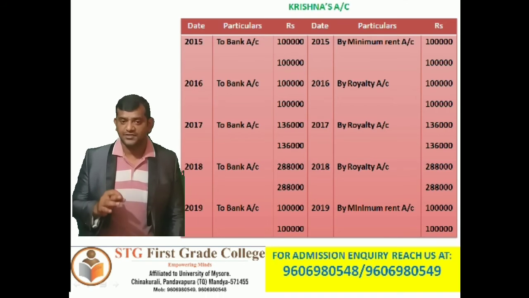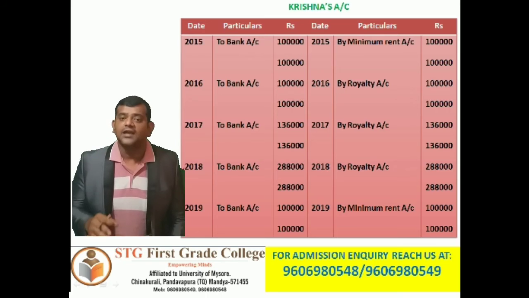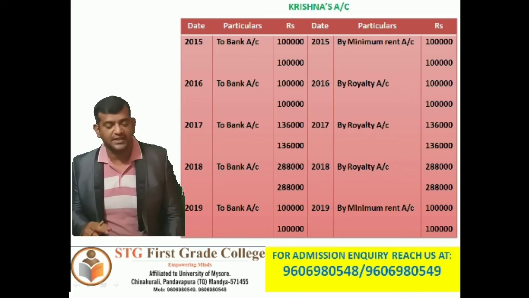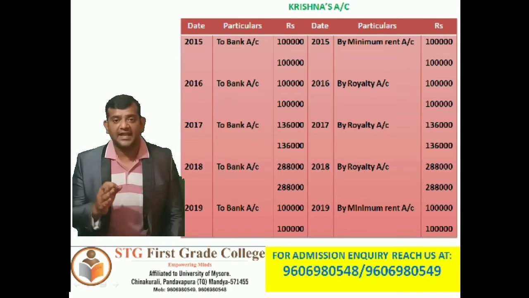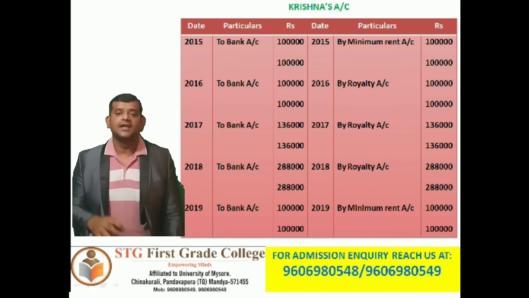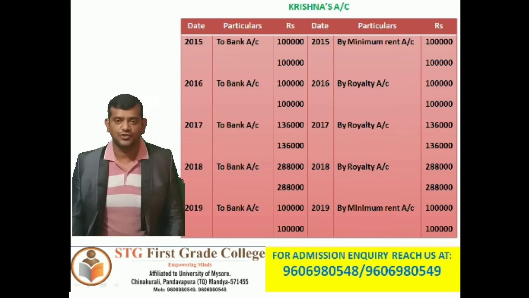In the year 2018, again to bank account 2,88,000. 2018 by royalty account 2,88,000. Both the side total 2,88,000 and 2,88,000. And in the year 2019, to bank account 1 lakh. And 2019 by minimum rent account 1 lakh, because there was a short working of 1,000 rupees.